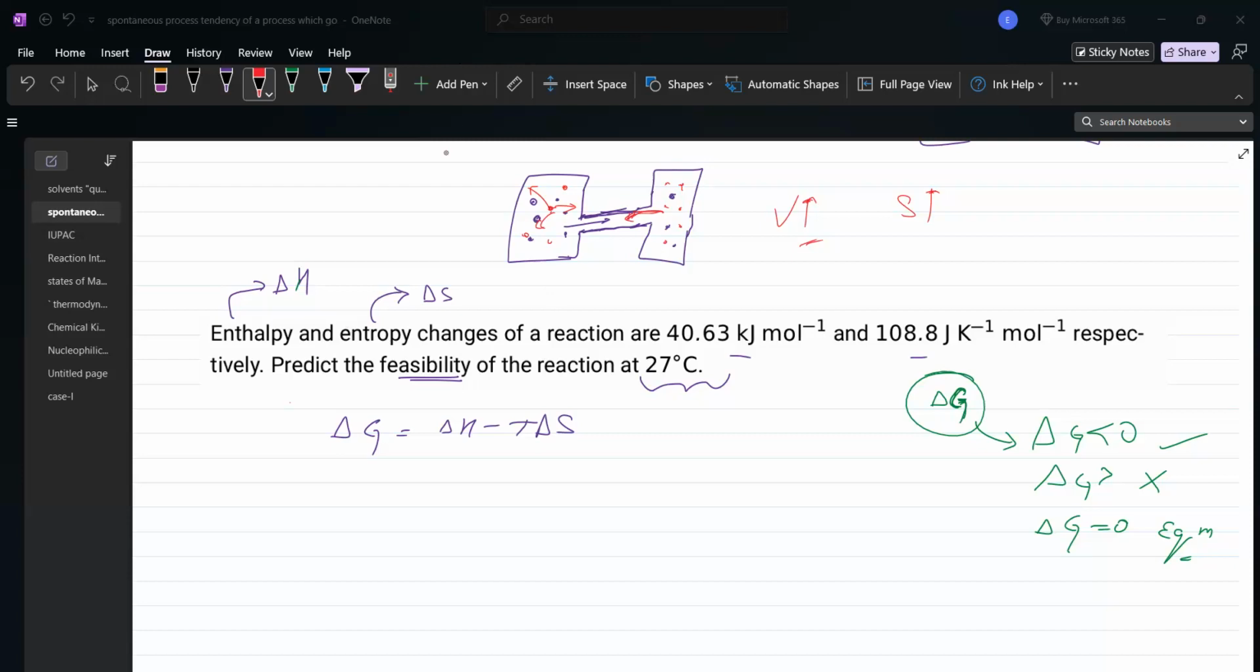Okay. Anybody got the answer? You just have to put the data in this formula. Nothing to do except putting this data in the formula.